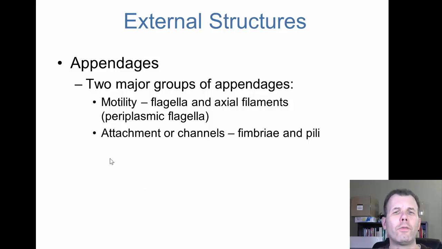All right, so the first thing we're going to do is start from the outside and work our way in with the prokaryotic cells. And so the first thing we're going to look at is how do the cells move, or what are some of the things that the cells have that'll either allow them to move or attach to things. And there's really two types. The first type is used for motility, and we call this the flagella or axial filaments. And so these are periplasmic flagella that are actually inside the bacteria that help them move and kind of twitch around and do these different things. And we'll see this with the spirochetes especially.